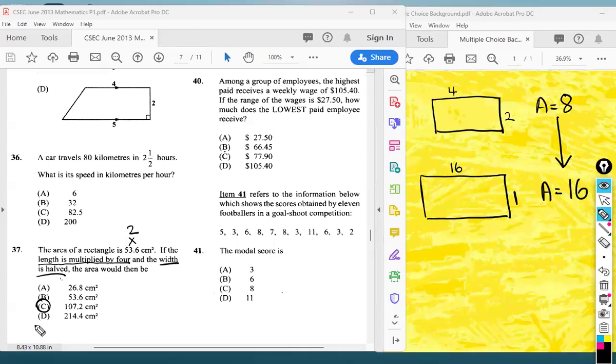So number 40. This is just a simple minusing question. They're just really asking you to minus these two values. To get the range, you take the highest and you minus the lowest. Here they already gave you the range. So to backtrack to get the lowest, you just minus the two values. So if you have 105 and you minus 27.5, we're going to get C.